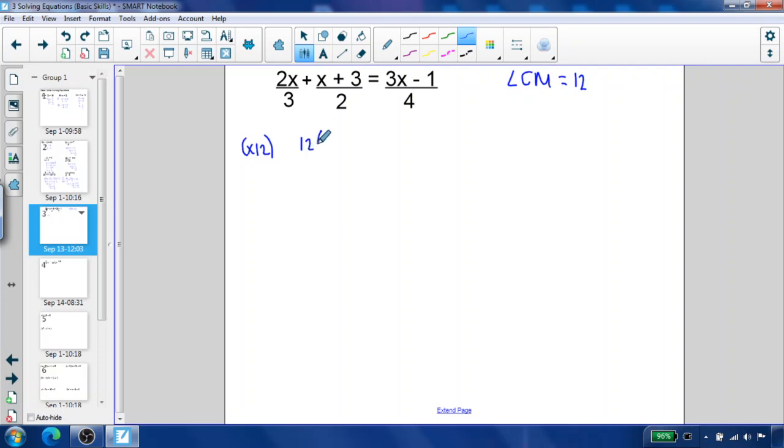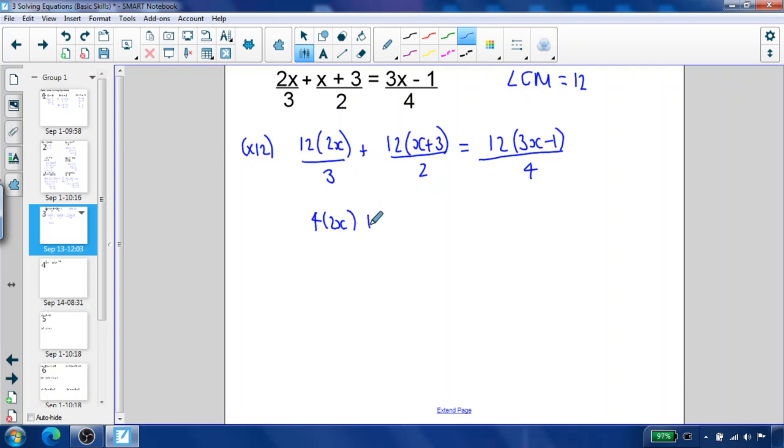So 12 multiplied by 2x over 3, add 12 multiplied by x plus 3 over 2 is equal to 12 multiplied by 3x minus 1 over 4. Now let's simplify. 12 divided by 3 is 4, so I've got 4 lots of 2x. 12 divided by 2 is 6, so 6 lots of x plus 3. And 12 divided by 4 is 3, so 3 lots of 3x minus 1.